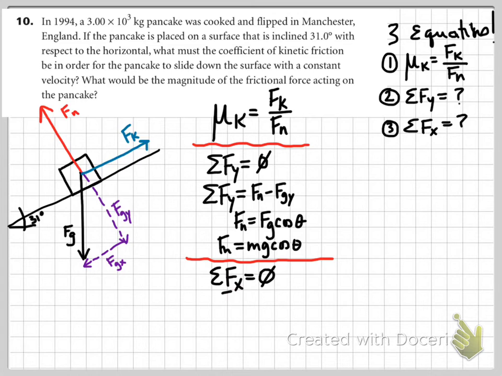Excellent. Well, now let's look at the x-axis. We know that if it's sliding at a constant velocity, the sum of forces on the x is also equal to 0. That means sum of forces on the x is equal to Fk minus Fgx. So Fk equals Fg sine theta.